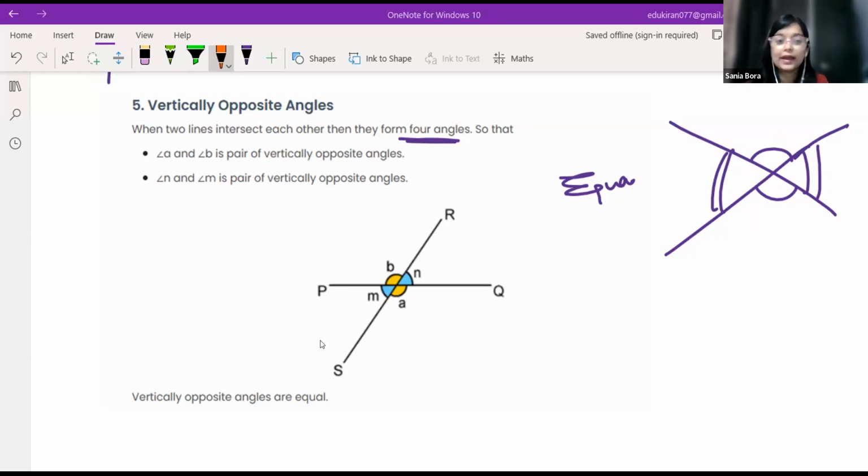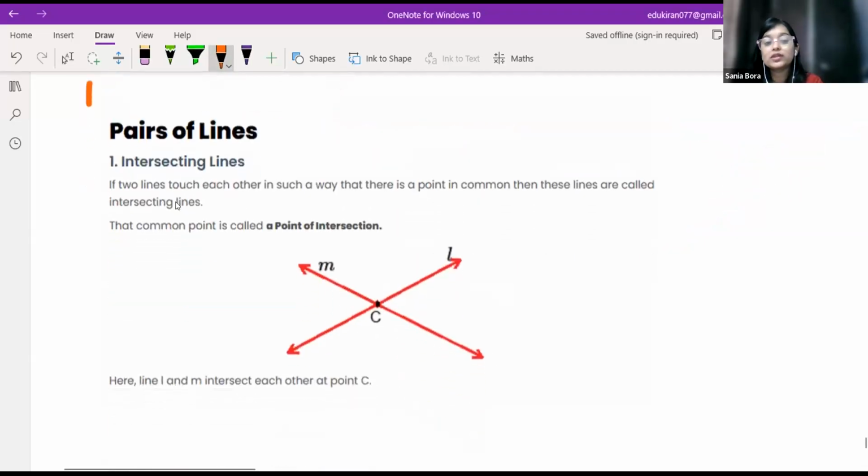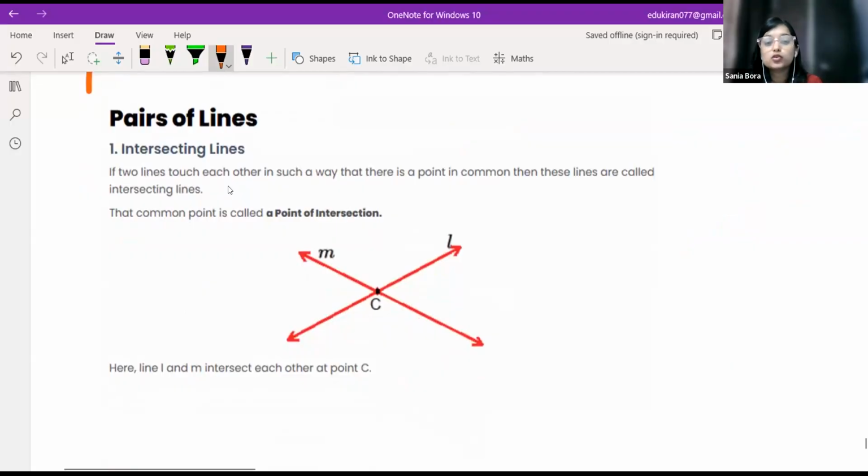Now the angles part is covered. We have a concept called lines. Now there are different types of lines. Let's understand it one by one. So the first is the pairs of lines. The first one is intersecting lines. The two lines touch each other in such a way that there is a point in common. These lines are called intersecting lines, and this point is known as the point of intersection. Clear? Okay. So quickly write it down.